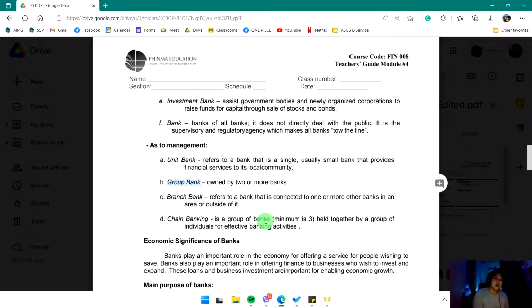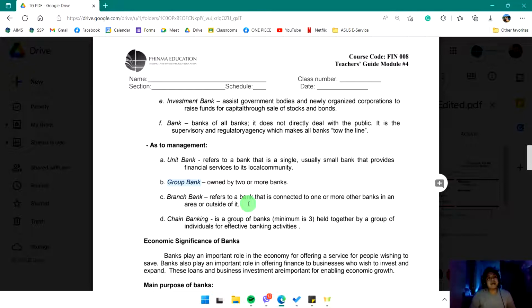And then we have the branch bank. It refers to a bank that is connected to one or more other banks in an area of or outside of it. Ibig sabihin nito ng branch bank, it's a different branch of a specific bank. Next, we have chain banking. It's a group of banks held together by a group of individuals for effective banking activities.